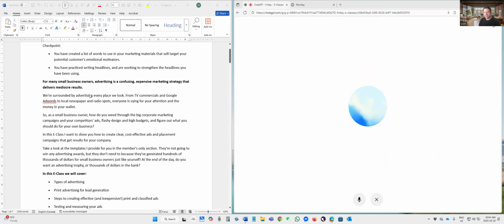For many small business owners, advertising is a confusing, expensive marketing strategy that delivers mediocre results. We're surrounded by advertising every place we look, from TV commercials and Google AdWords to local newspaper and radio spots. Everyone is vying for your attention and the money in your wallet. So, as a small business owner, how do you weed through the big corporate marketing campaigns and your competitors' ads, flashy design and high budgets, and figure out what you should do for your own business?